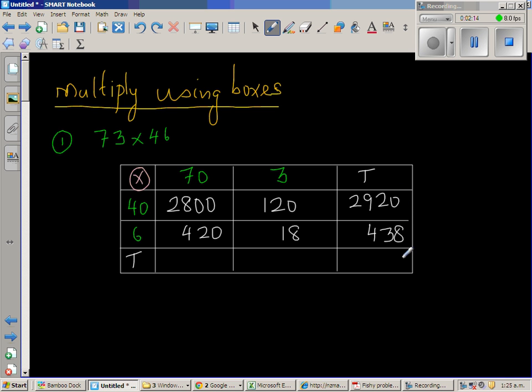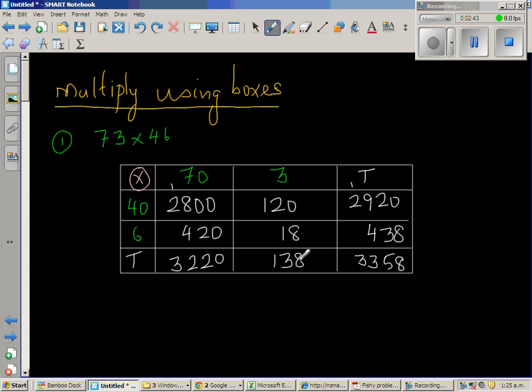Let me add like this: 0 plus 8 is 8, 2 plus 3 is 5, 9 plus 4 is 13, remainder 1, so this is 3358. Now let me add the other way: 0, 2, then 8 plus 4 is 12, remainder 1, so 3220. And this is 138.